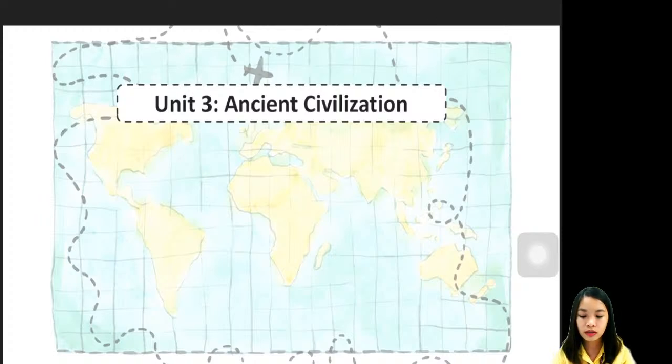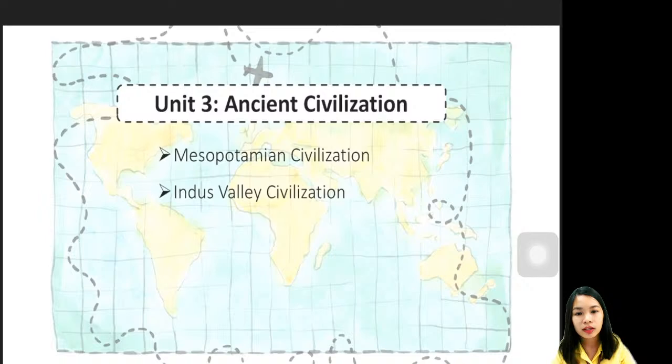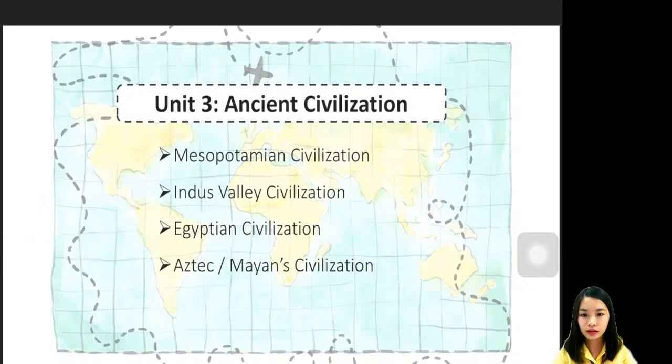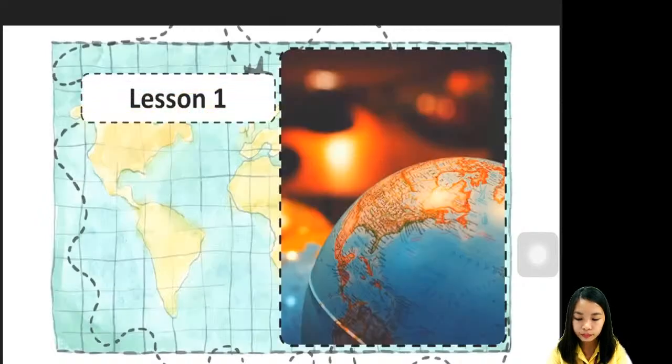So Unit 3 is all about the ancient civilizations. So we have Mesopotamian civilization, Indus Valley civilization, Egyptian civilization, and the Aztecs and Mayan civilization. Okay, so those are the four civilizations that we are going to talk about in Unit 3. Okay, so those are the three units that we are going to discuss. So let's start with Lesson 1.